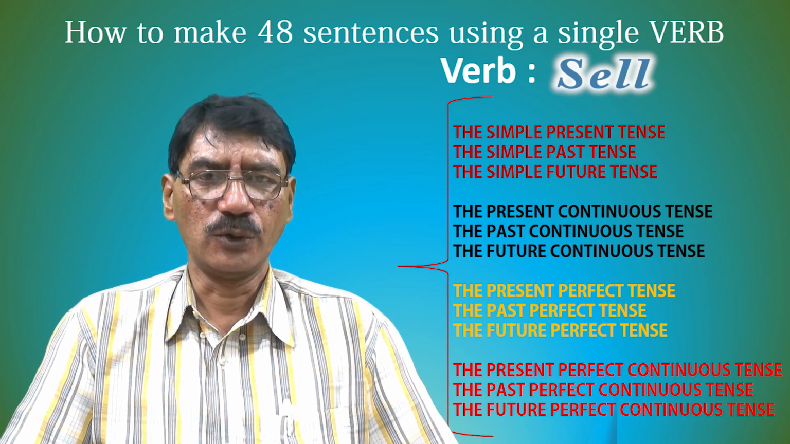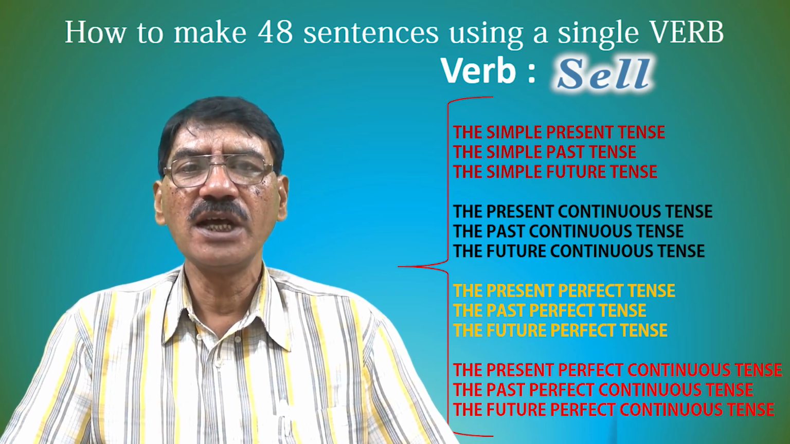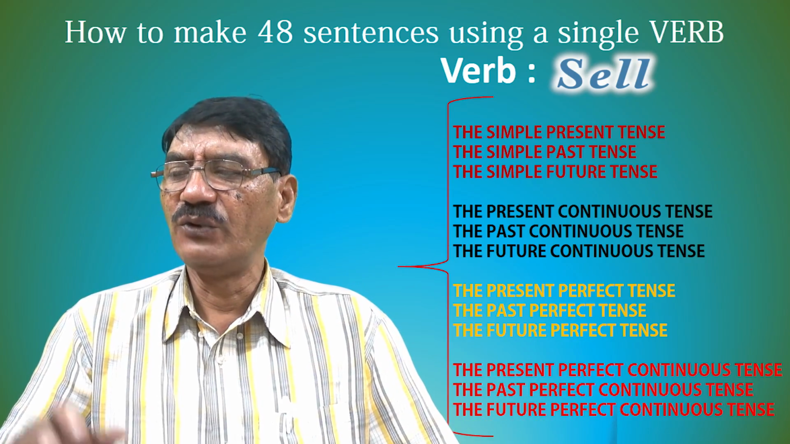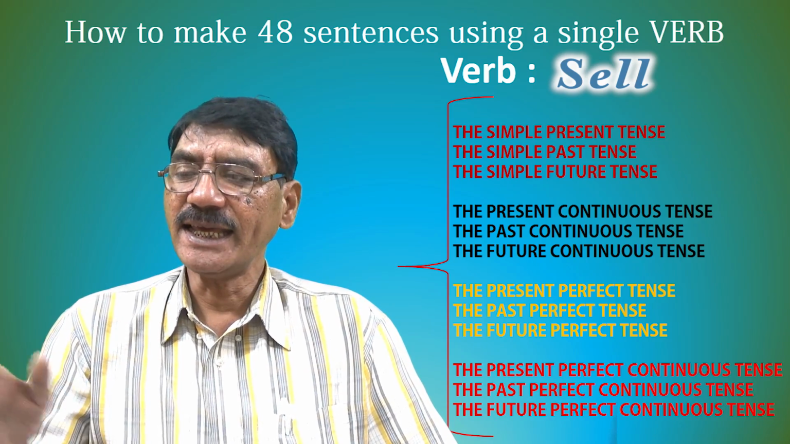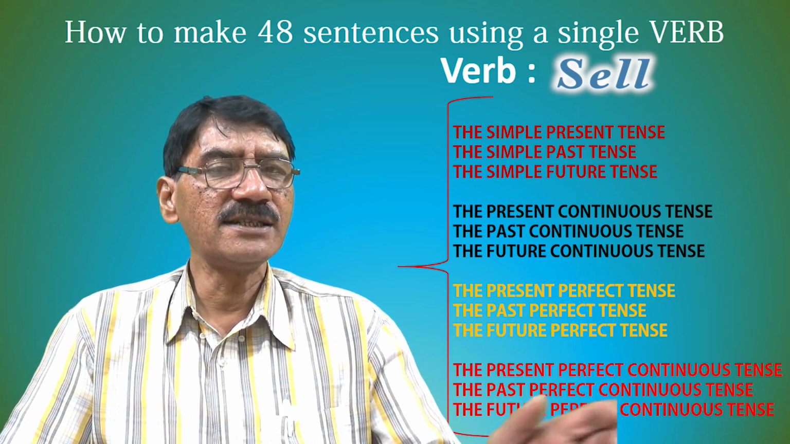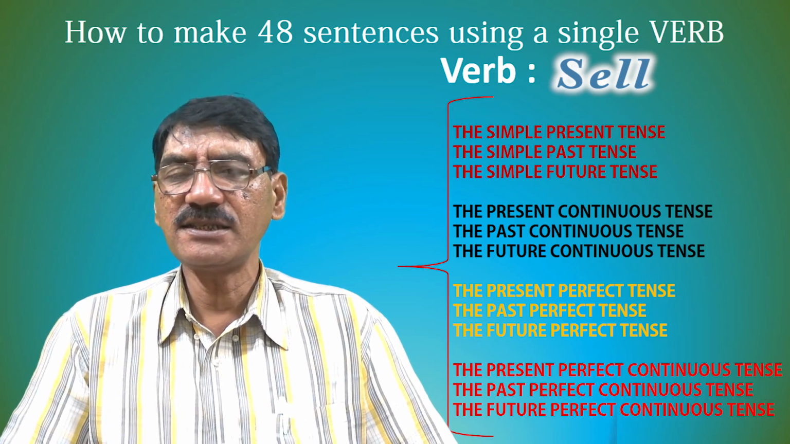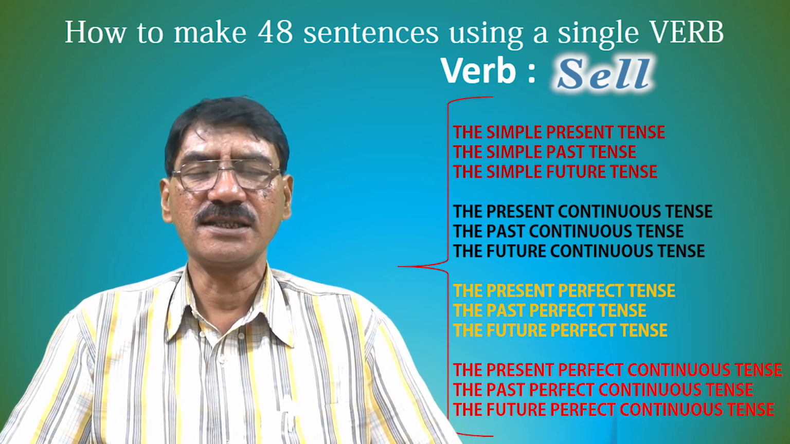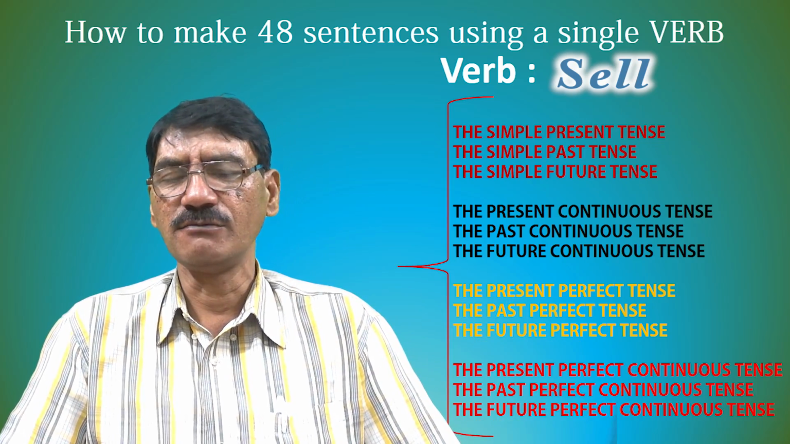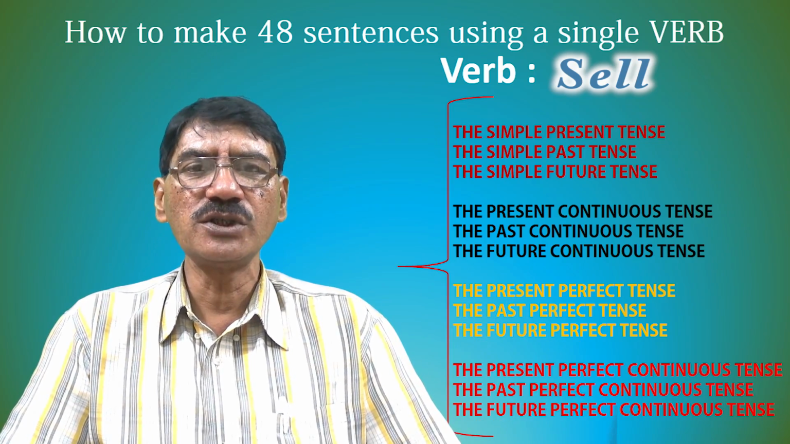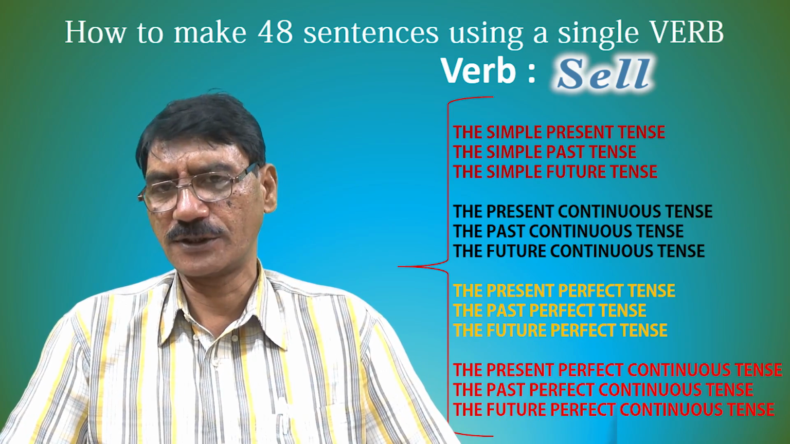Didn't he sell books? He will sell books. He won't sell books. Will he sell books? Won't he sell books? He is selling books. He isn't selling books. Is he selling books? Isn't he selling books? He was selling books. He wasn't selling books. Was he selling books? Wasn't he selling books?